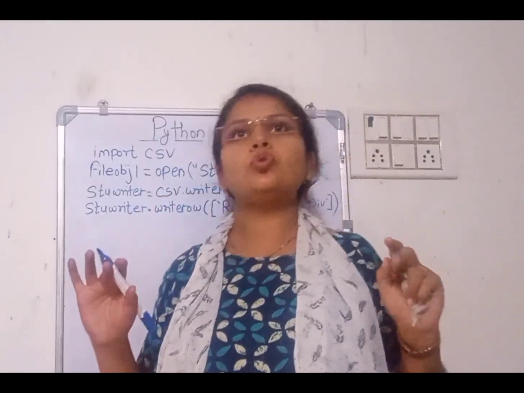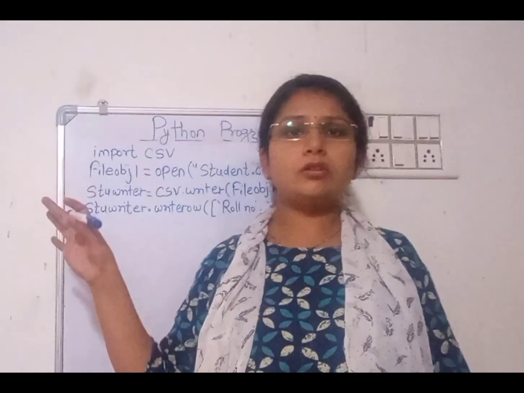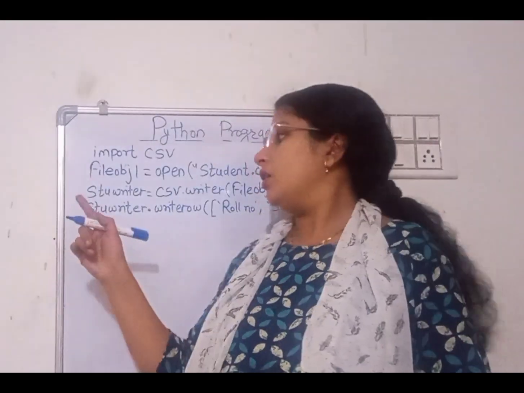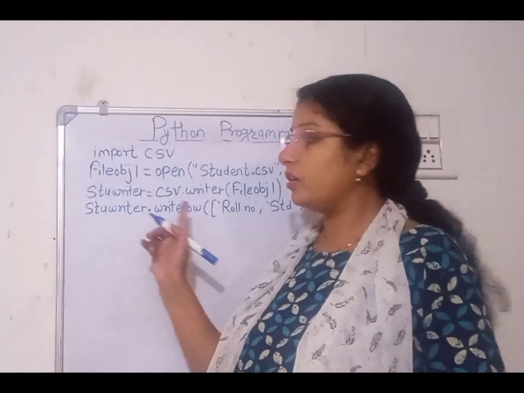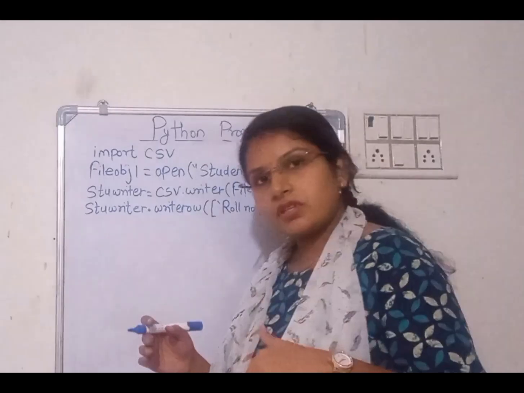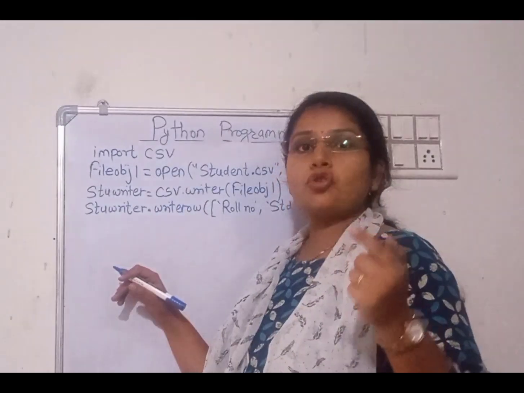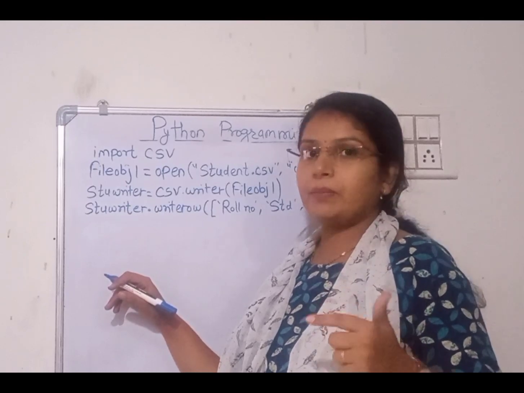I want to write only one row, so that's why I did not include this in the for loop. I have called the writerow method using the stu_writer only. After that, I need to take 5 records of 5 students one by one.